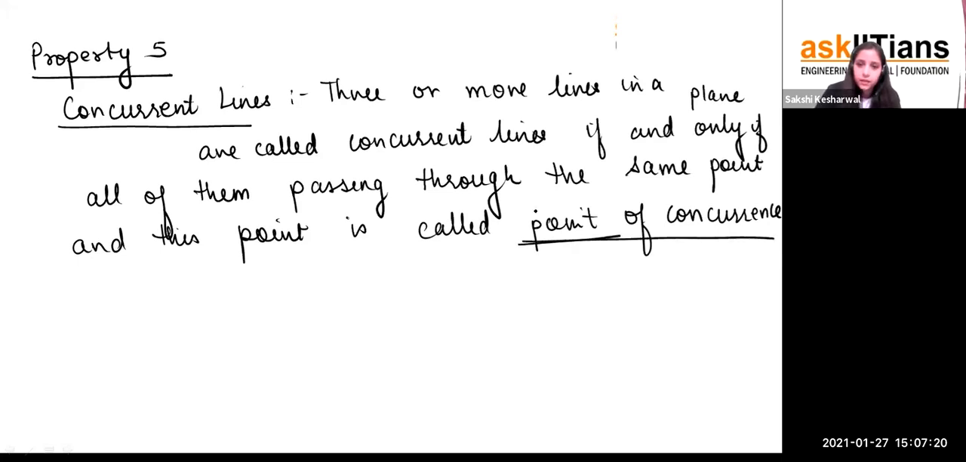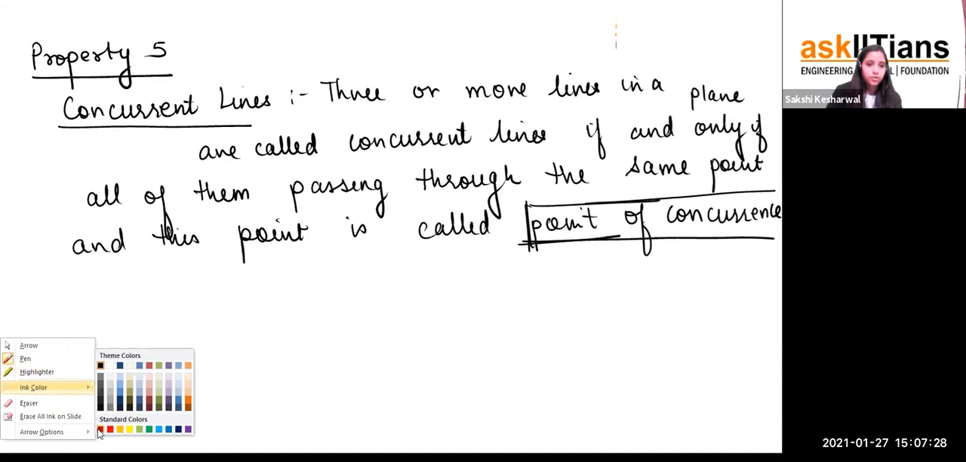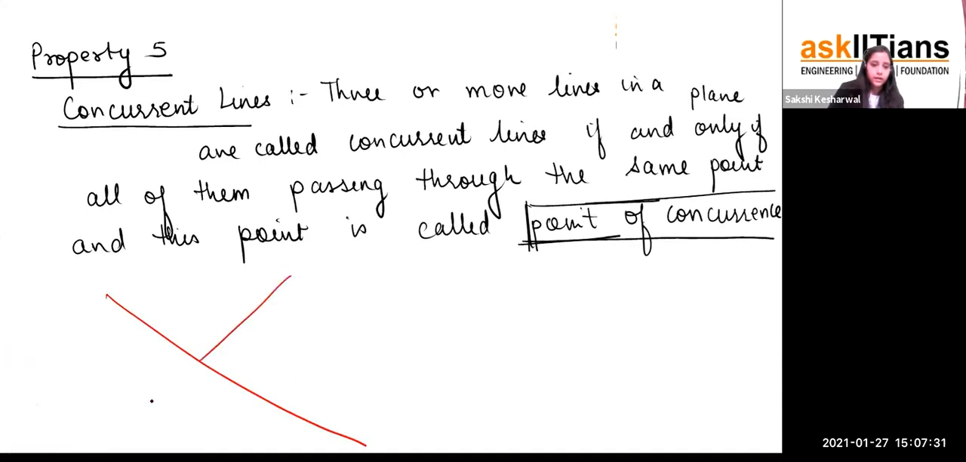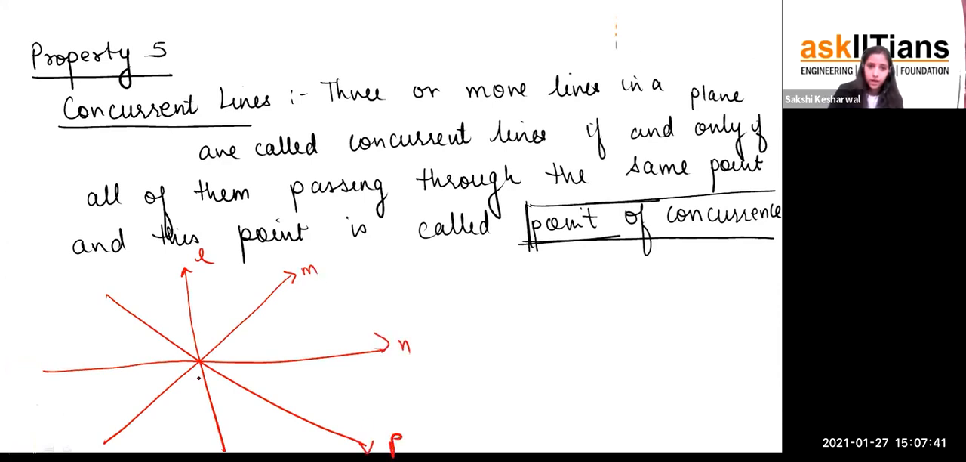Point of concurrence. Please mark this point of concurrence, right? Let us suppose I draw lines like this. So can I say that line L, line M, line N, line P are passing through a single point? Yes or no? So this point is known as what, beta? Point of concurrence, right? All of them are intersecting at a single point.